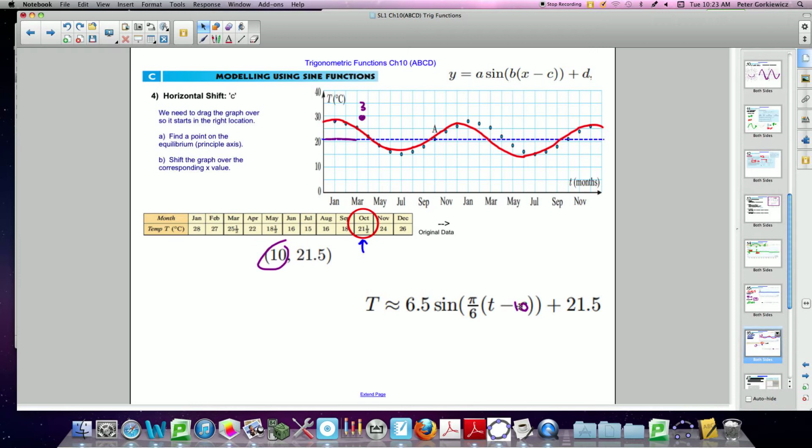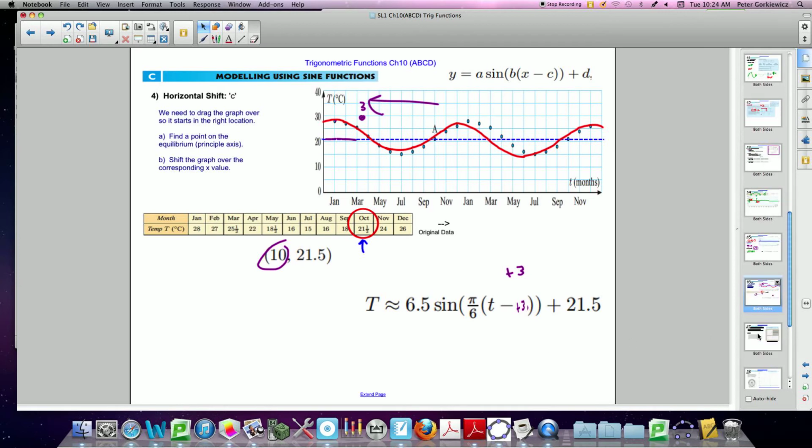So another way you could think about it is drag it 3 units to the left, and so instead of that, we could just say plus 3, right, instead of minus 10, because we're just dragging it the other way. So the good news is there's a ton of ways to write it. The bad news is there's a ton of ways to write it. Sometimes they'll give you some direction.